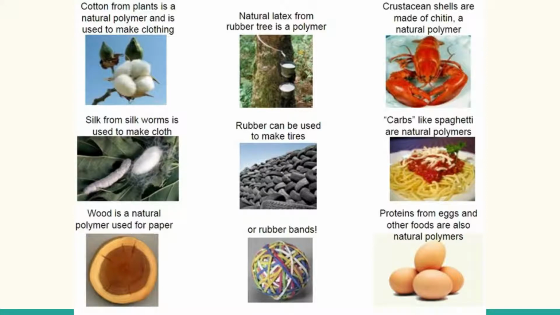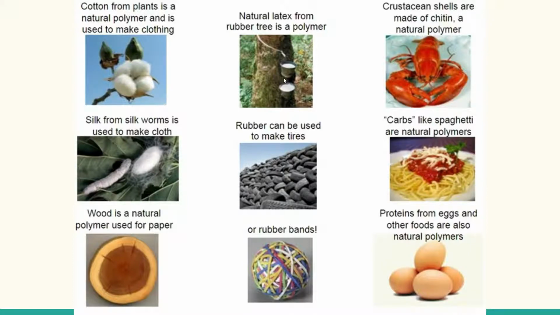Here we have some examples of both natural and then synthetic. So cotton is a polymer, but it's natural. We get it from this plant right here. It's used to make clothing. We get silk from silkworms. That's a chain of a bunch of little links. Wood might not feel like a chain of stuff, but it is. It's a bunch of chains of little things.